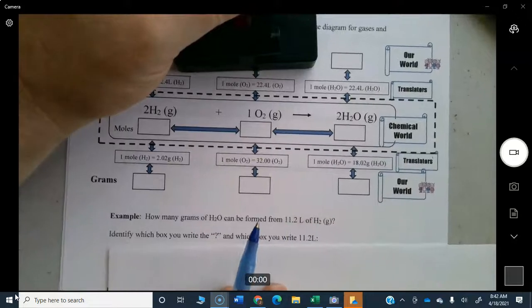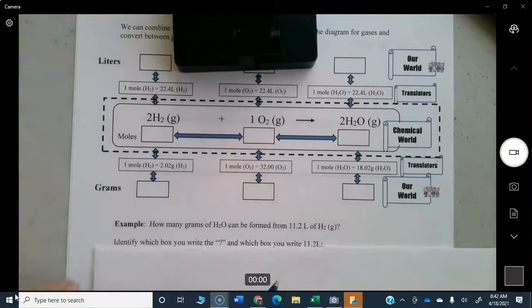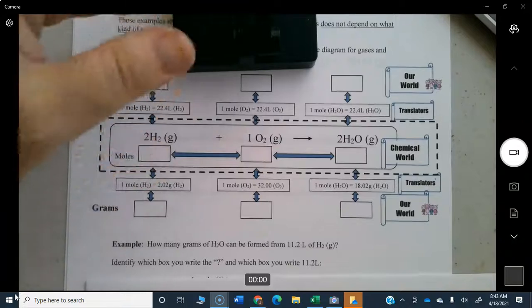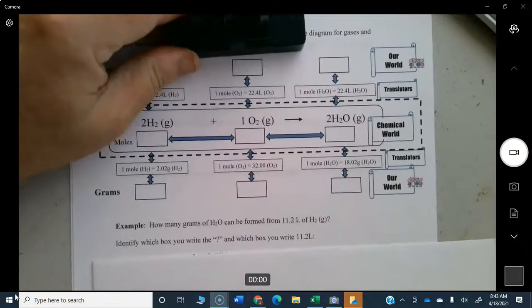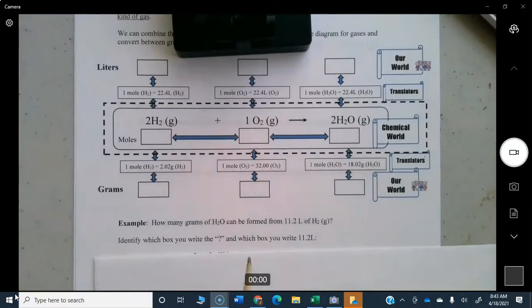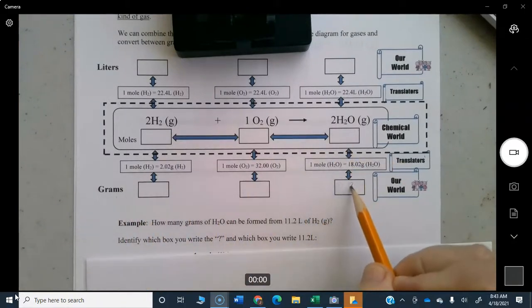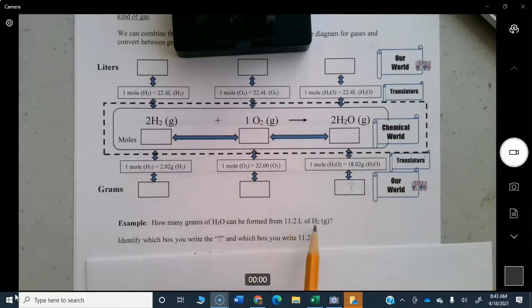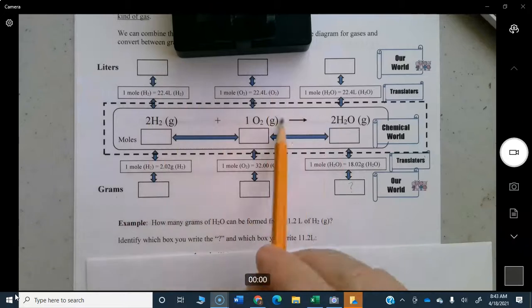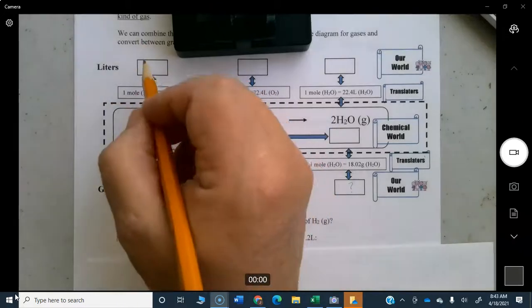One of the sample problems. How many grams of H2O can be formed from 11.2 liters of H2 gas? Okay, I'll try to keep the whole thing on screen here, the best I can. So how many grams of H2O? Here's the grams row, and here's H2O, so the question mark is right here. It's asking how many grams of H2O. And it says formed from 11.2 liters of H2. So here's the liters row, and H2 is over here. So it's 11.2.